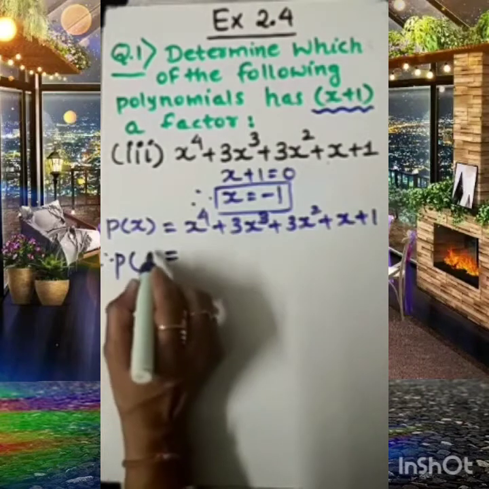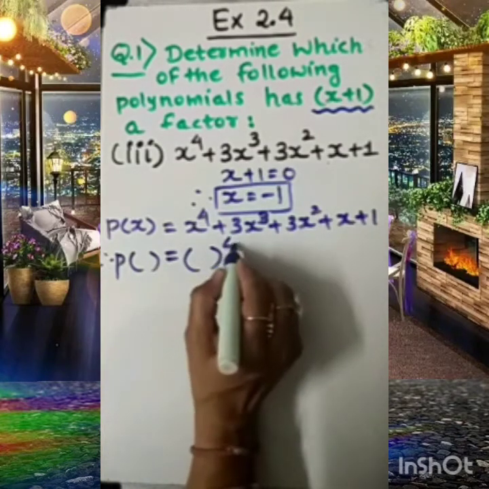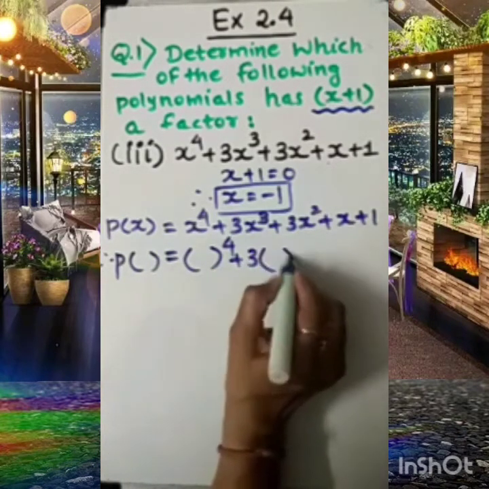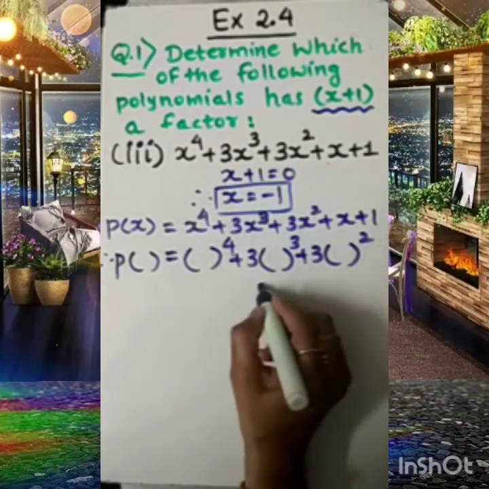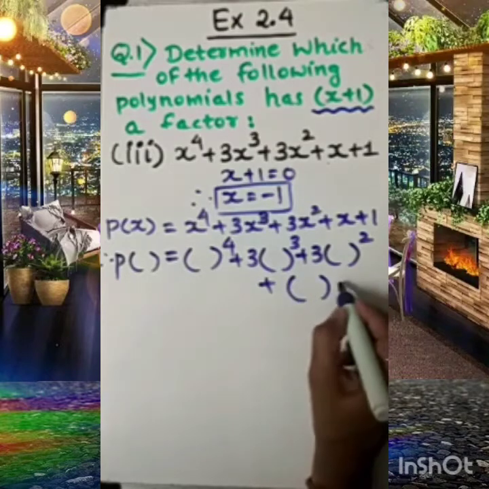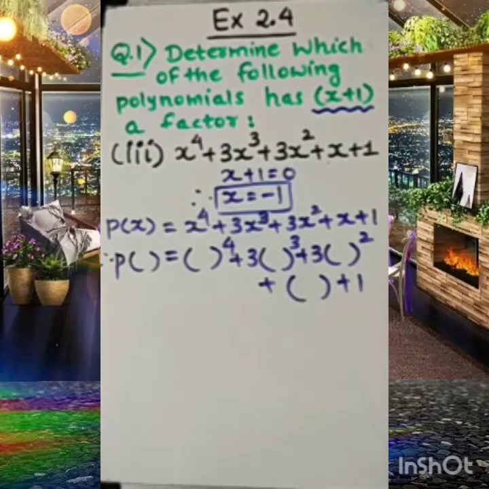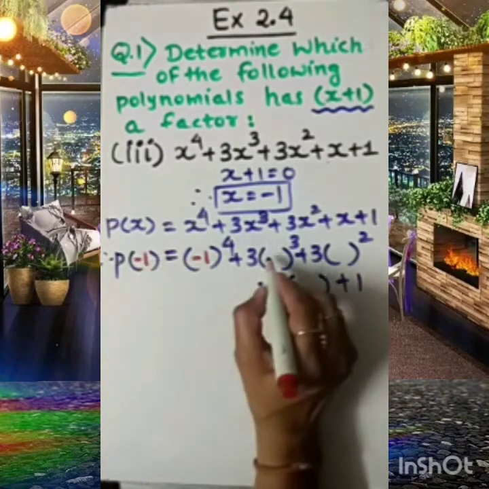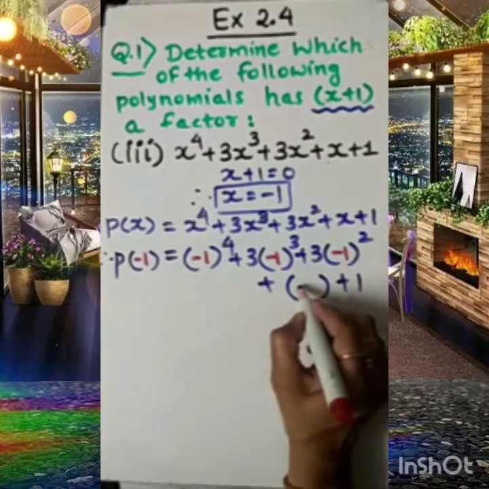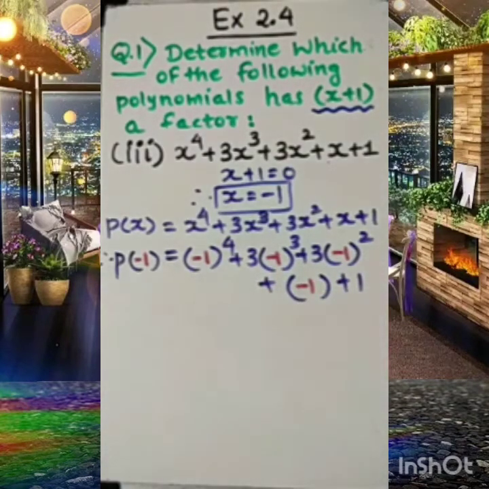Now in place of x, I am putting its value. So here it is cube, here it is square, then here x plus 1. Fine. Simply nothing I have done. I am putting the value x equal to minus 1 now here. So minus 1, minus 1, minus 1. Right? Now let's see the simplification.